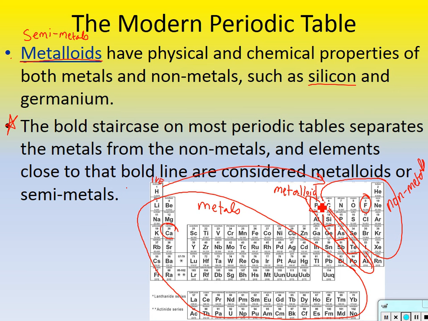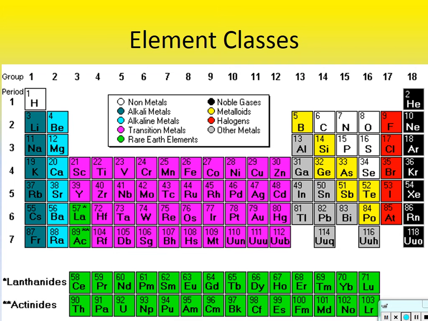Or a semi-metal. Okay, so if it's touching the staircase, it's a semi-metal. So if I asked you about silicon, metal, non-metal, or semi-metal, what are you going to say? It's a semi-metal. Okay, pretty easy. Now there's a lot of different examples of periodic tables that you'll see online. I just pulled a few out from Google Images. Here's one. Okay.